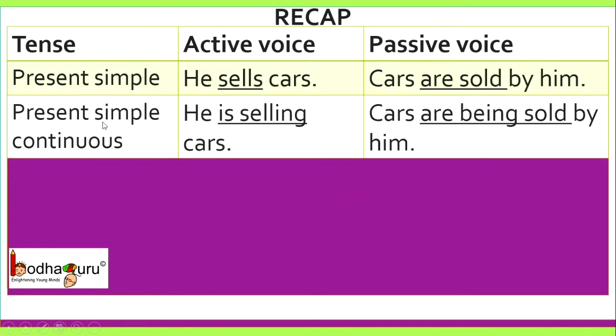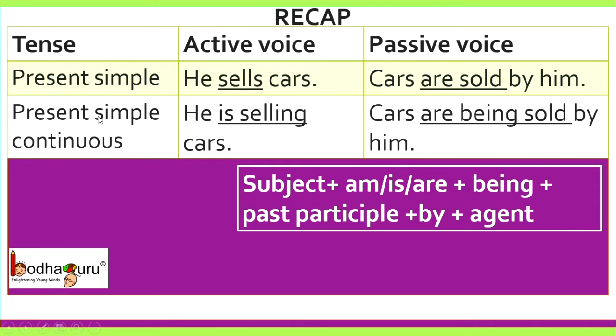Next, present simple continuous tense. In this case, the example is he is selling cars, and this gets changed to cars are being sold by him. And what is the structure of passive voice? In present simple continuous tense, it is subject plus am or is or are plus being plus the past participle plus by plus the agent performing the action.